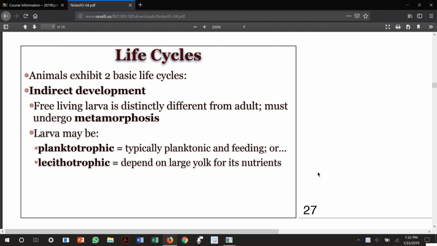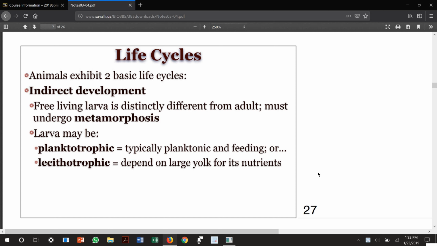Trophic meaning feeding. So planktotrophic larvae are larvae that live in the plankton. They're free living up in the water column and feeding on their fellow plankton. They may be feeding on bacteria or algae, or unicellular algae or something like that. So that's a planktotrophic larva. In contrast to a lecithotrophic larva, lecitho meaning the yolk. So these are yolk feeding, essentially, is what that name translates to.